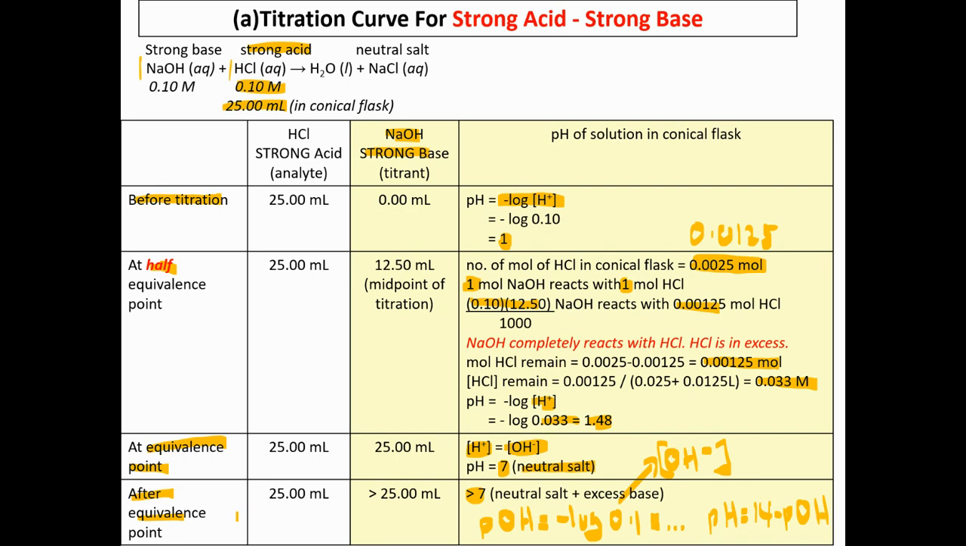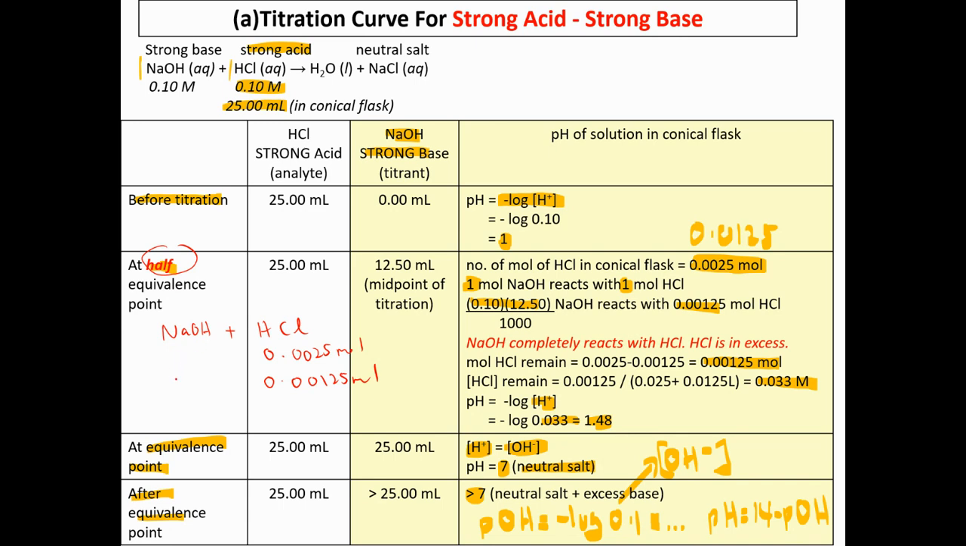Okay, for example, maybe you might not understand the half equivalence point, so I shall put it here. I rewrite again NaOH plus HCl. Now initially we know that the acid has 0.025 mole. And then what happens is, at the half midpoint or half equivalence point, it will reduce to half, 0.0125. So same thing for sodium hydroxide.